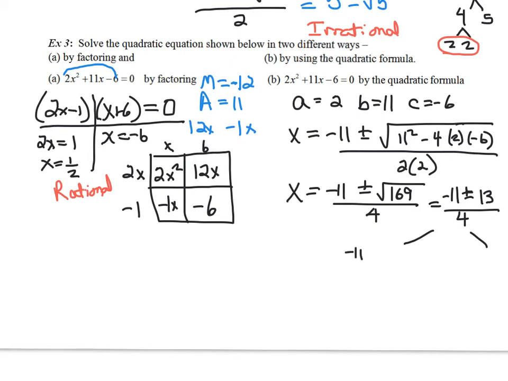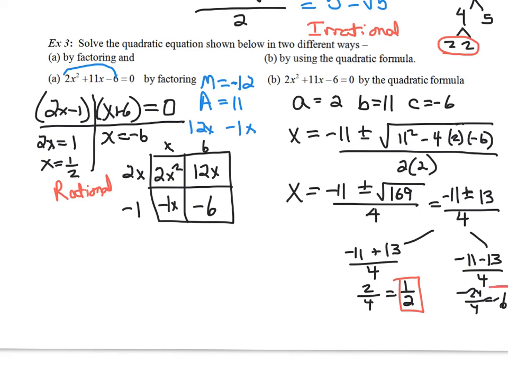So let's look at those two possible answers, because I think I can go one step further. In the left side, I'm going to say negative 11 plus 13 divided by 4. And then my other solution will be negative 11 minus 13 divided by 4. Negative 11 plus 13 is 2, so 2/4 gives me the solution 1/2. In the second case, I'm getting negative 24 over 4, so I'm getting a solution of negative 6. Do you recognize that those are the same exact solutions that I got when I solved this equation by factoring in part A?